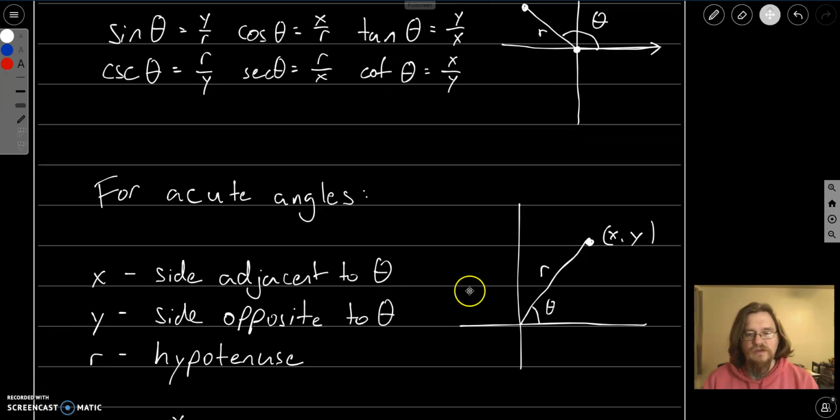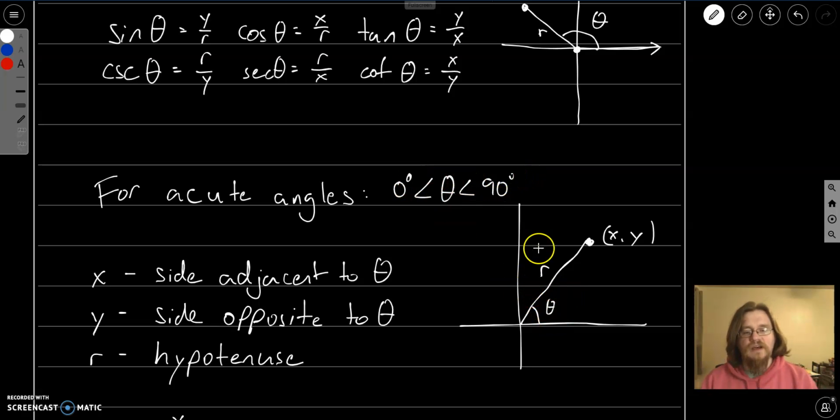However, when we are just dealing with acute angles, so again, acute angles are going to be angles that are between 90 degrees and 0 degrees, so any angle that's going to be inside of this first quadrant, we can draw a little triangle to help us here. If I just draw a line straight down, this line is going to make a right angle with the x-axis, and this right angled triangle will give us a little bit more information.